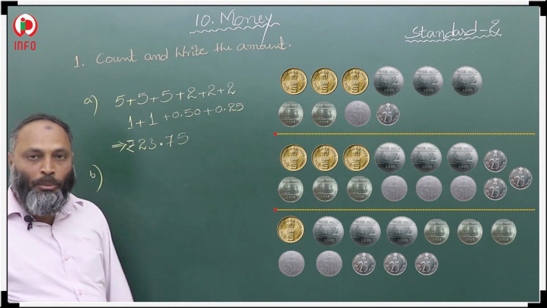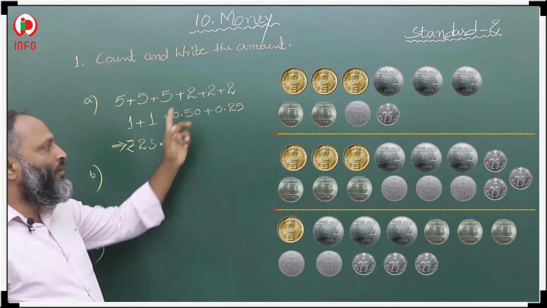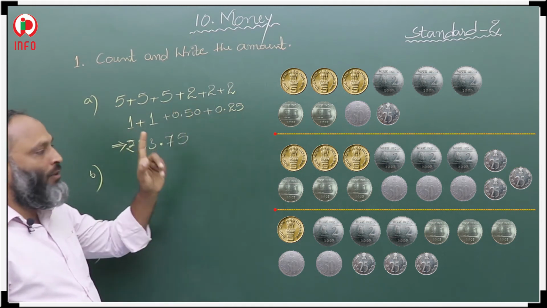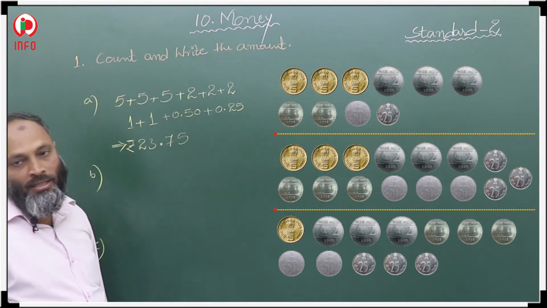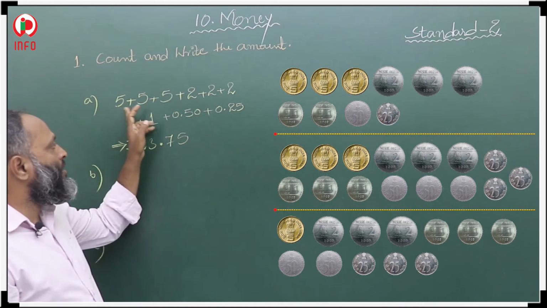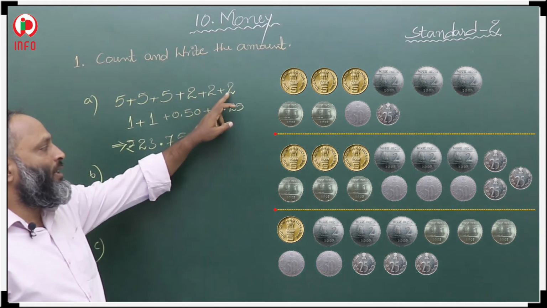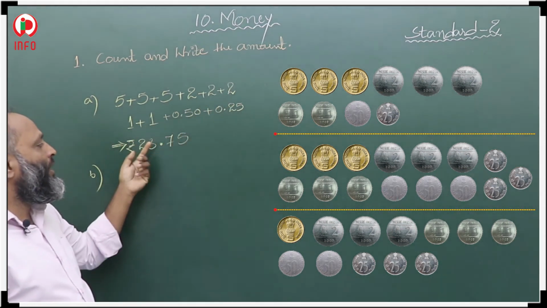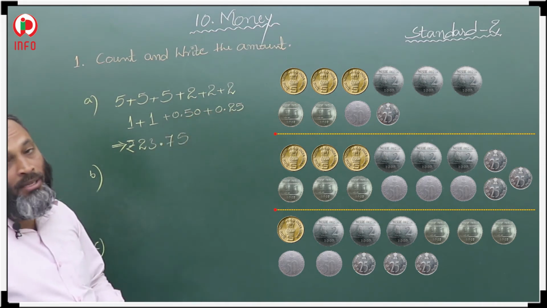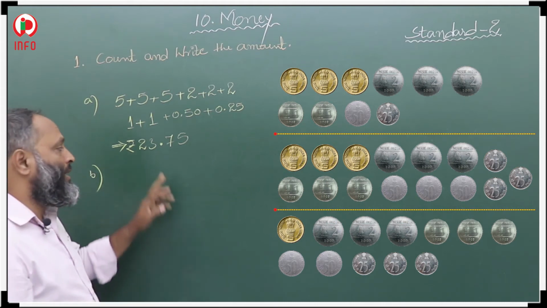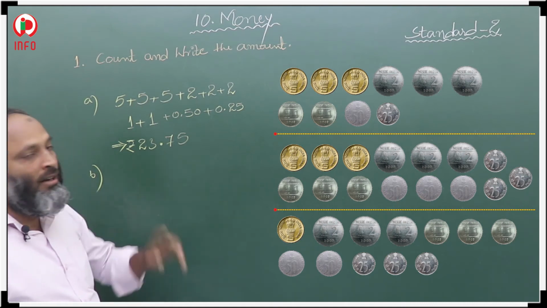First we have to add rupees. How many 5 rupee coins are there? 3 5 rupee coins, 3 2 rupee coins, 2 1 rupee coins, and then 1 50 paisa coin and 1 25 paisa coin. Add all rupees: 15 rupees, 16, 17, 18, 19, 20, 21, 22, 23, 23 rupees. Then 50 paisa and 25 paisa, that is 75 paisa, means 0.75. So this is the total coins amount.